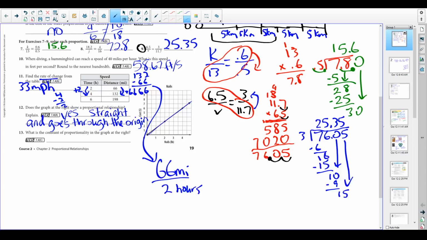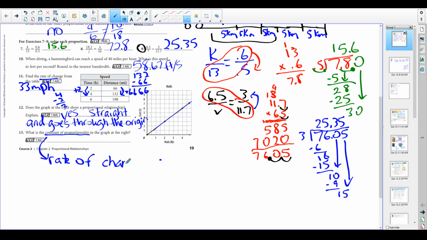Okay. Let's get rid of this arrow and all this. Alright, 13, what's the constant of proportionality for the graph on the right? So remember, constant of proportionality is just a fancy word for rates of change. So we pick a couple points on the graph, and then we just see how much did it change by.